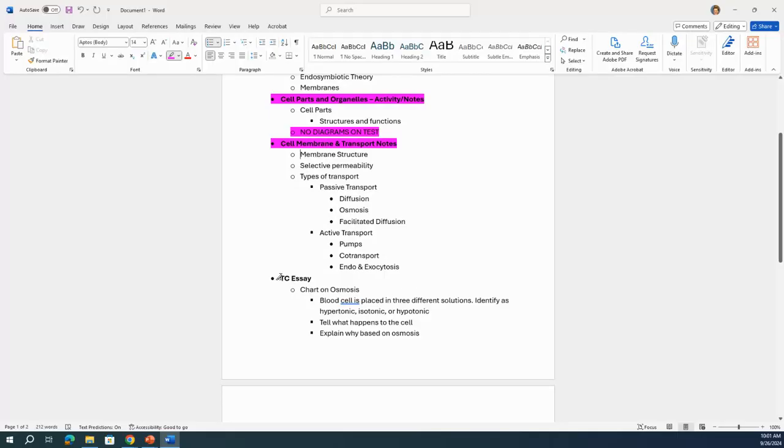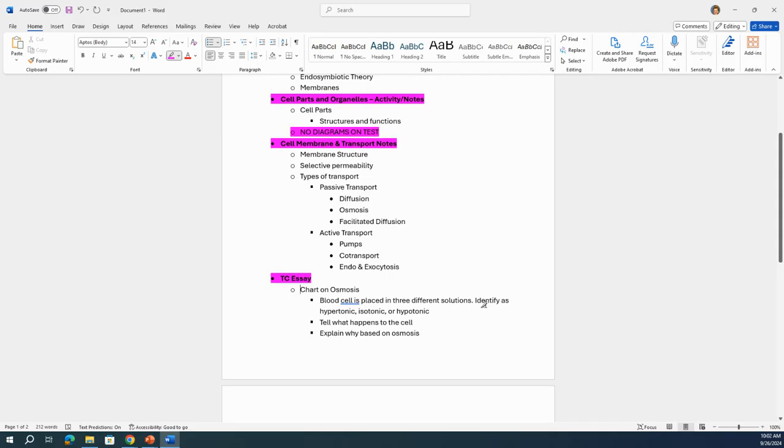And then you do have an essay on this test. It is in your study guide and it is a chart, and I actually explained it when I explained osmosis. Essentially the whole setup is there's a blood cell. It's going to be placed in 3 different solutions, and it gives you the concentration of those solutions. You've got to fill out the chart, and it's going to be like the last test where you take the multiple choice portion, and once you're done with that, you will be given the chart.